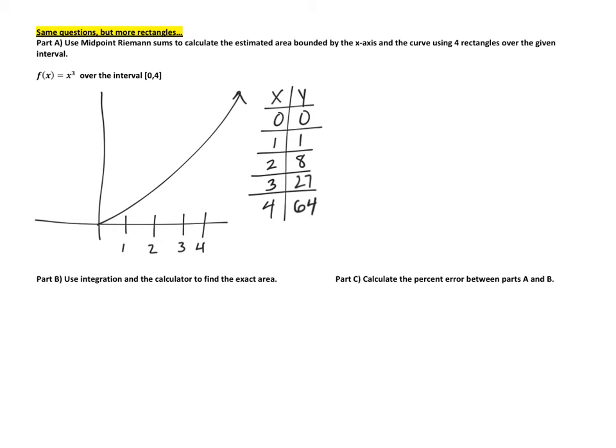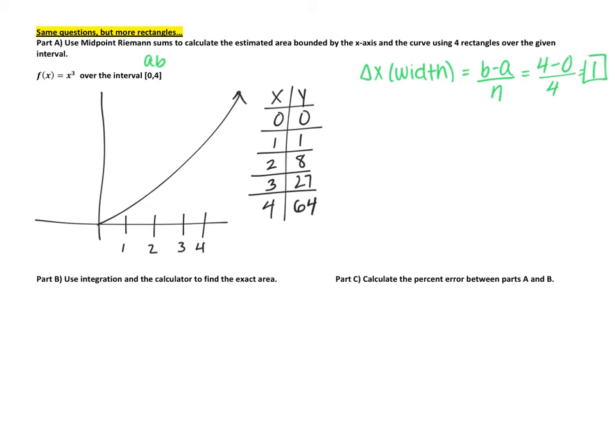Okay, so we need to first figure out our width. So I'm going to put delta x, which again is my width, and we're going to take the interval, which is a and b. So the formula is b minus a over n, where n is the number of rectangles. So b is 4, a is 0, divided by 4, which is 1.